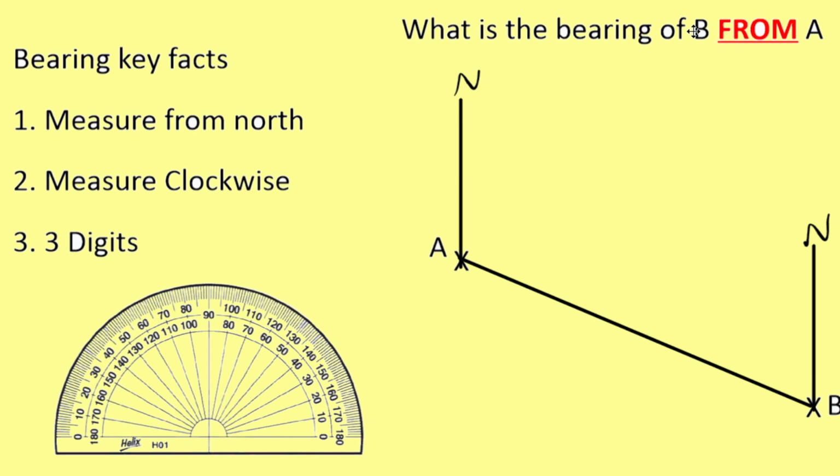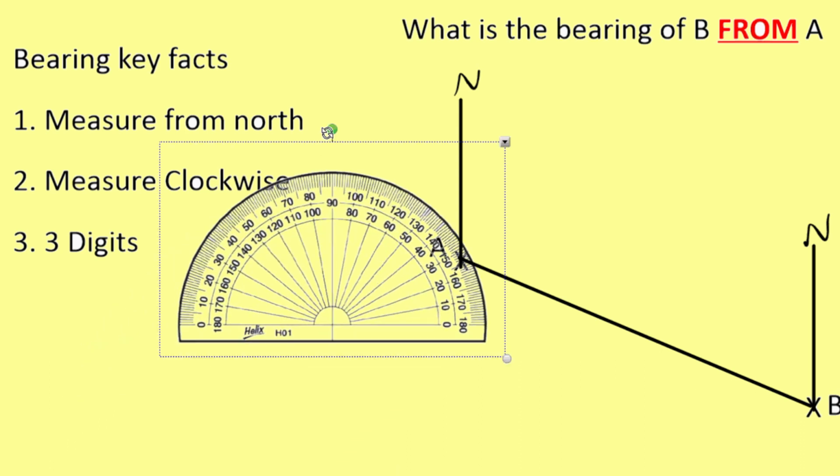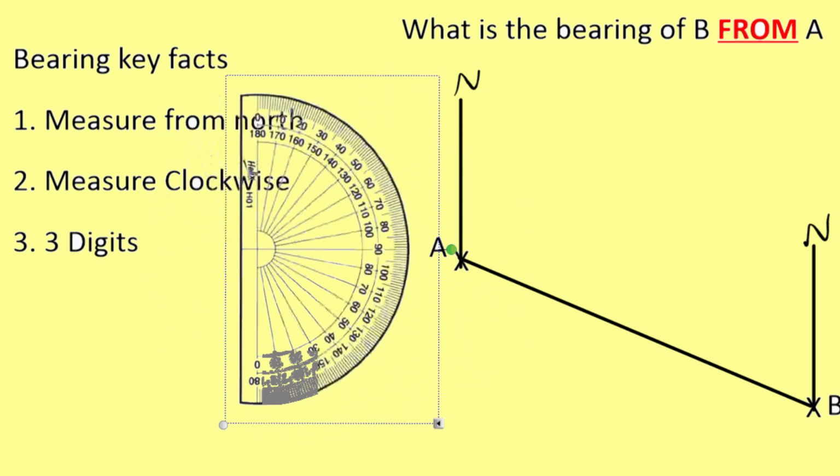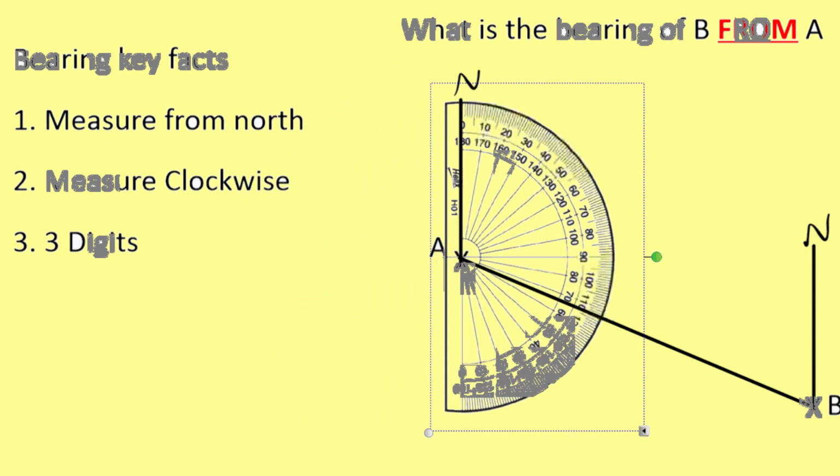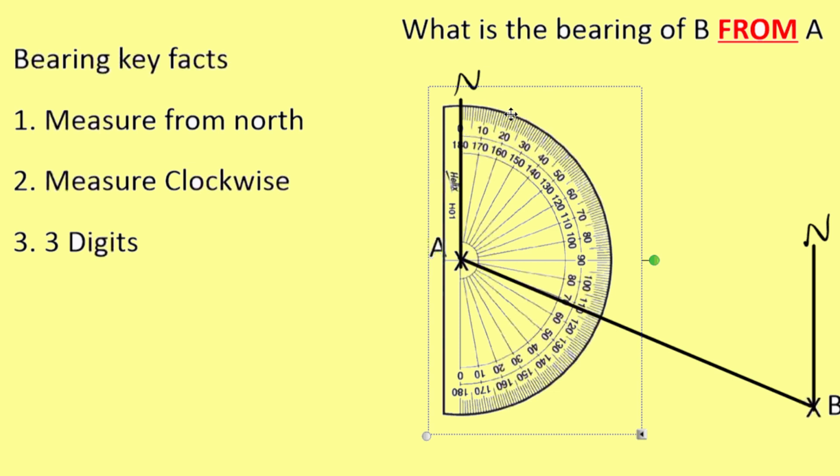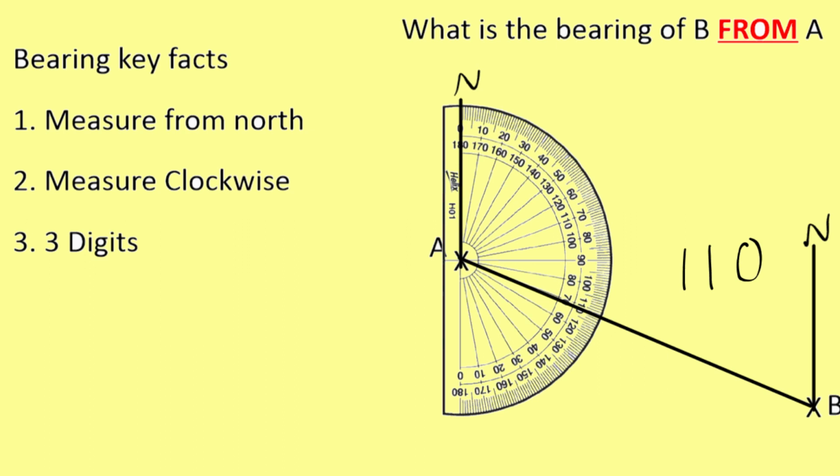What is the bearing of B from A? "From" is really important here. When you're going from, that means you put your protractor on the place you're going from. We're measuring from there. So we're starting at A. We're going to put this on A, and we're measuring from north. So that means we have to start at the top and measure round, using the outside number, starting at 0. That's going to take me down to 110. So my bearing here is 110 degrees. Okay.